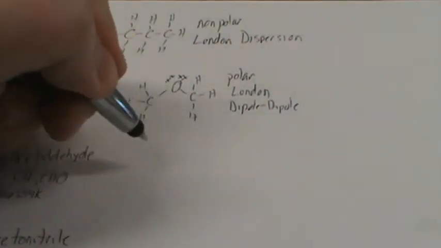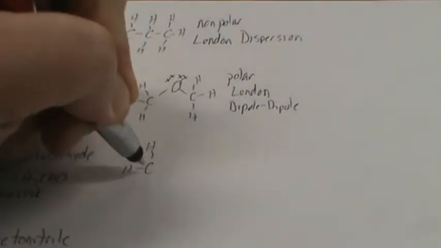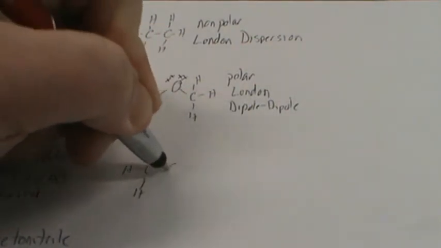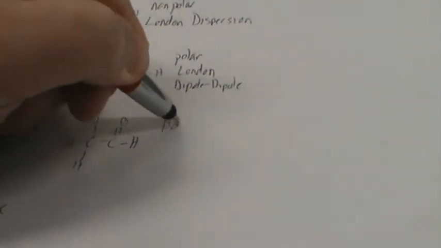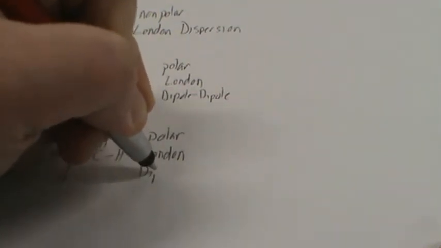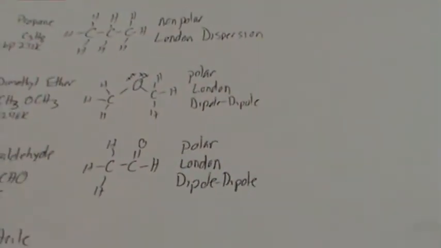Next one to look at is acetaldehyde. This is how this is set up. Once again, we are going to have a polar bond between the carbon and the oxygen, and it is asymmetrical, so this is a polar molecule. We're going to have London and dipole-dipole.